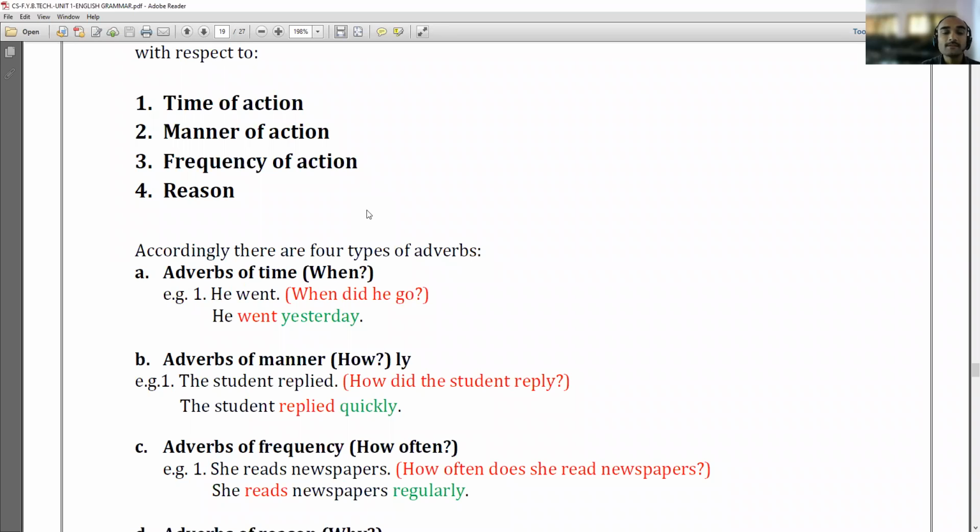पहिला आहे ऍडवर्ब्स ऑफ टाइम. ओके, वेळे संबंधी माहिती देणारा ऍडवर्ब, क्रियाविशेषण. सो वी कॅन आयडेंटिफाय ऍडवर्ब ऑफ टाइम by asking question beginning with WH word when. जर आपल्याला ऍडवर्ब ऑफ टाइम जर आपण एखाद्या वाक्यामध्ये आहे का ते बघायचं असेल तर वी कॅन आस्क क्वेश्चन टू द वर्ब starting with WH word when. when जेव्हा आपण एखाद्या क्रियापदाला प्रश्न विचारतो तेव्हा जे आन्सर येतं त्या प्रश्नाचं त्याला म्हणतात ऍडवर्ब ऑफ टाइम.